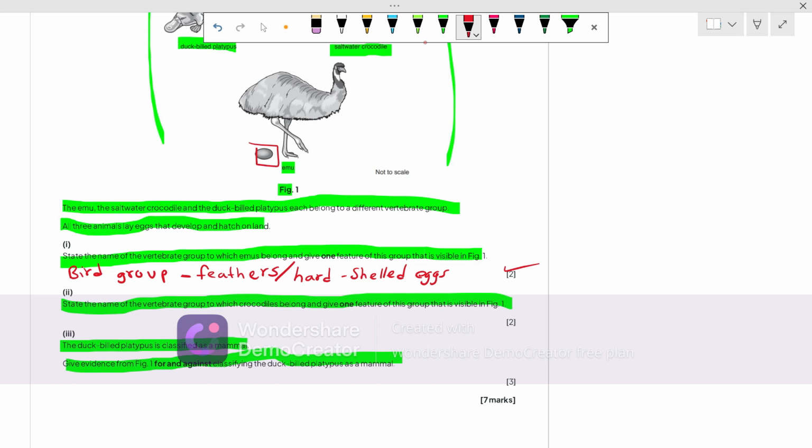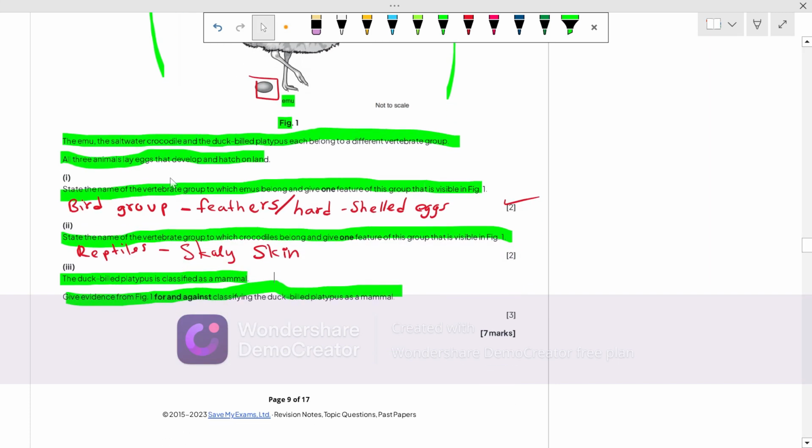State the name of the vertebrate group to which crocodile belongs and give one feature of this group that is visible in figure 1. The group of crocodiles is reptiles. A visible feature in the diagram is that they have scaly skin. 2 marks achieved.